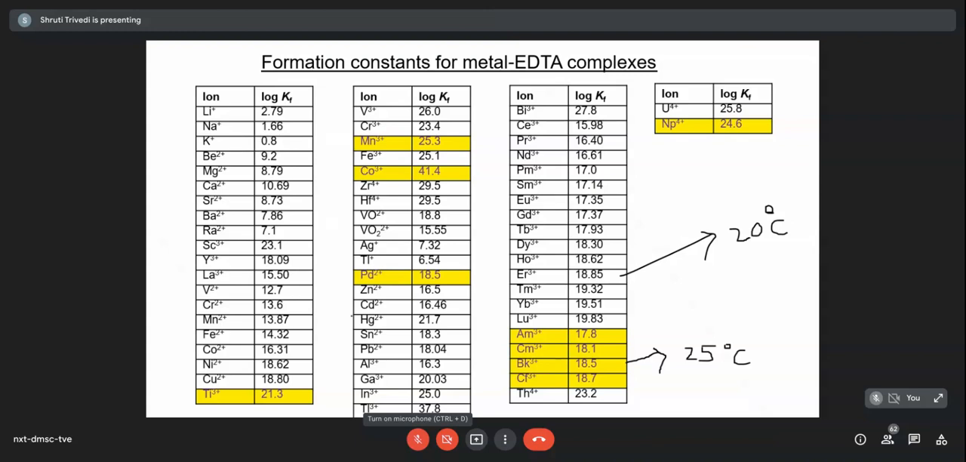So we have magnesium and calcium, because you do titrations with the magnesium EDTA complex and calcium EDTA complex for water hardness also. You can see the formation constant in logarithmic scale is 8.79. So this is going to form a more stable complex. With the help of KF, you can easily find out which complex is more stable.